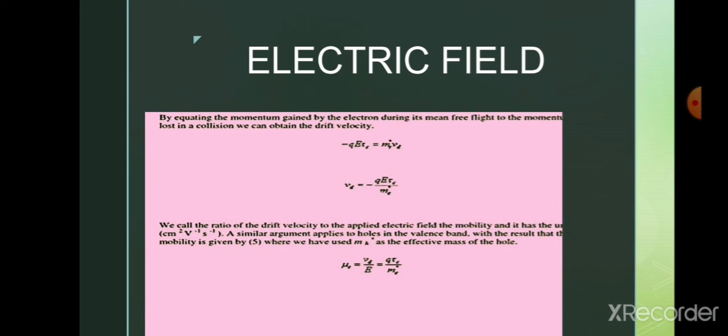Mobility is an important parameter for carrier transport because it describes how strongly the motion of an electron is influenced by an applied electric field. A similar expression can be written for holes in the valence band. So we have v_e is equal to minus μn E, where E is the applied electric field, and similarly v_h can be written as μp E, where E is the applied electric field.